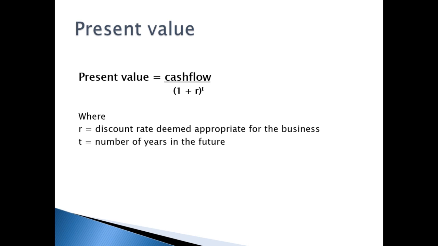So in general terms, this can be represented like this. You take the cash flow and you divide it by (1 + r) to the power of t, where r is the discount rate and t is the number of years in the future. So in the example we just looked at, r was 10% or 0.1 and t was 2 years.